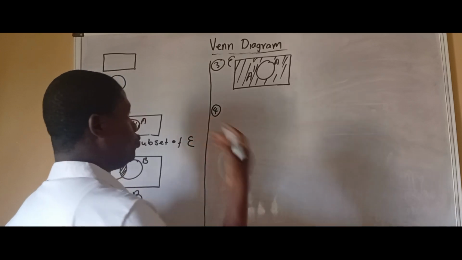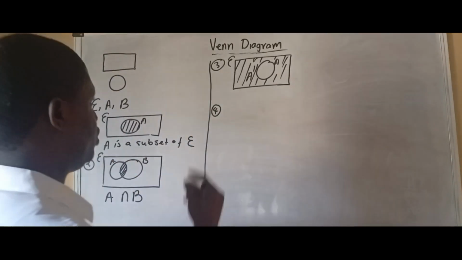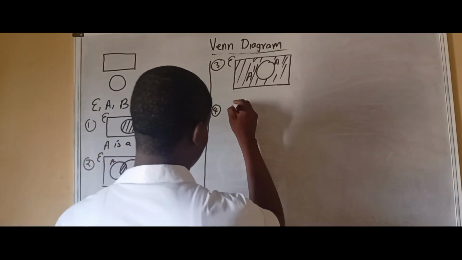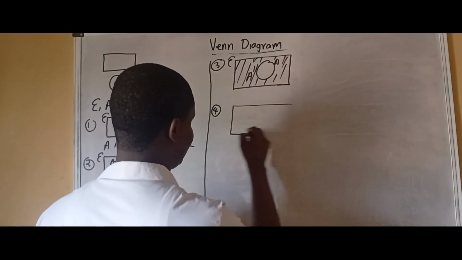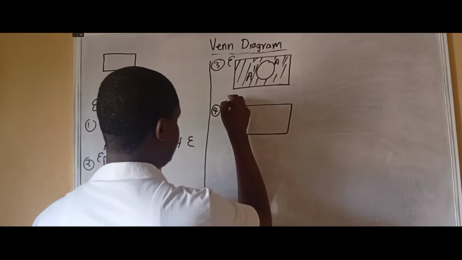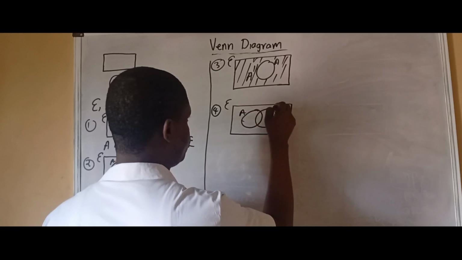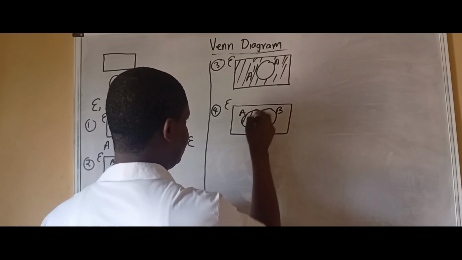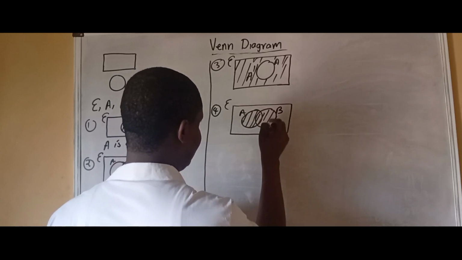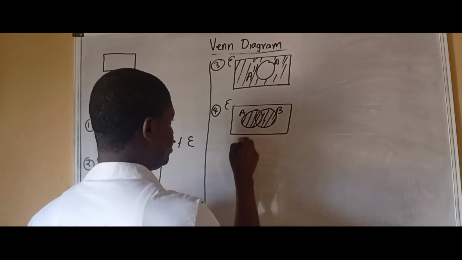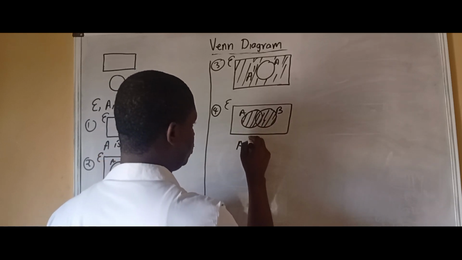The fourth one we want to look at is the union of two sets. To represent the union of set A and set B, we have our universal set, we have set A, we have set B. So the union of set A and set B is everything inside set A and set B. So this is A union B.